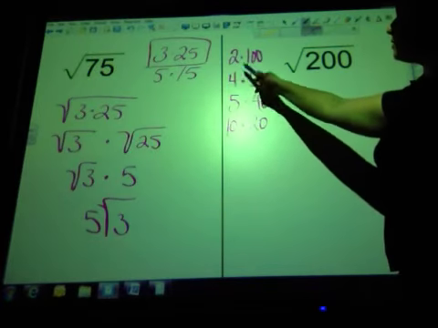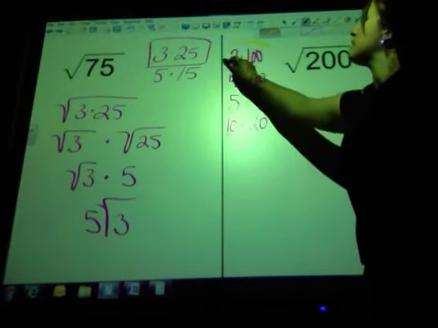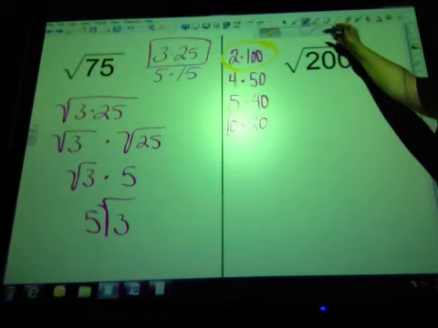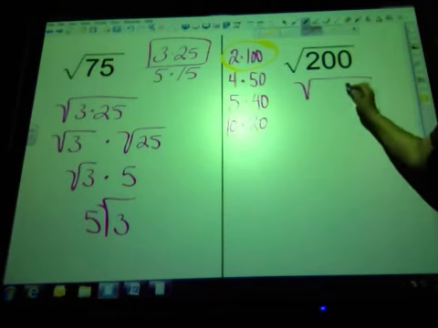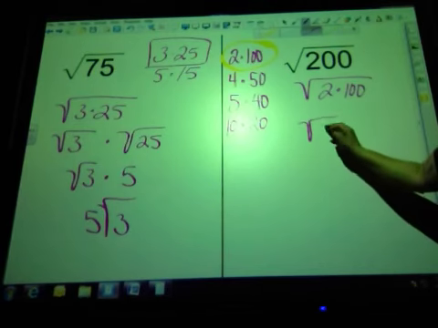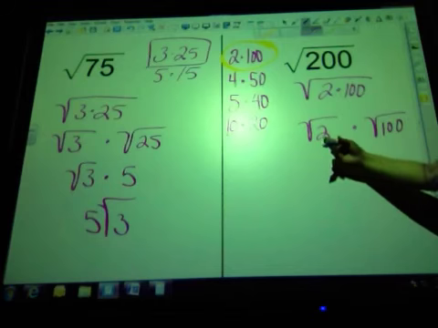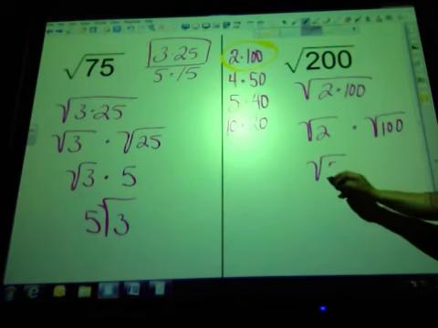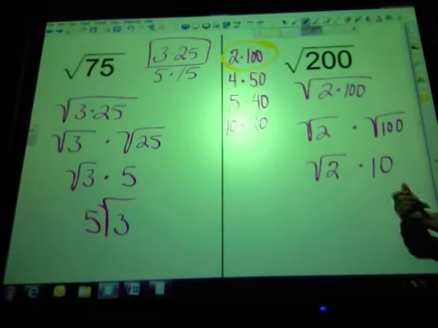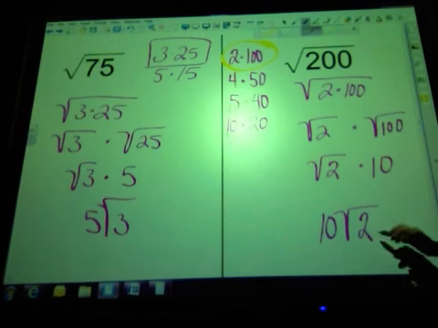So 4 is a square number and 100 is a square number. I'm going to go with 100 because it's a lot bigger than 4. That means I'll have less work to do later. So we're going to break apart 200 into 2 times 100. Even farther, square root of 2 times square root of 100. Square root of 2 I can't do, so I just leave that. Square root of 100 is 10. So I have to write this in my simplified form, 10 times the square root of 2.